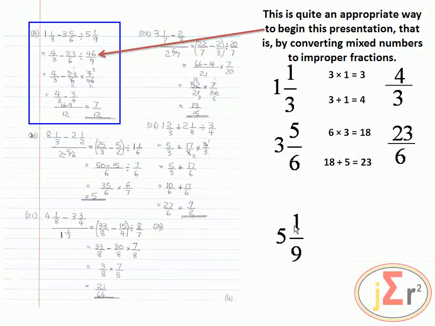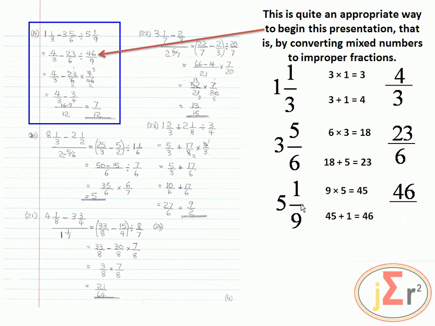The denominator is the same. I am sure that we have at least another one. 9 fives, 45. 45 plus 1 is 46. 46 over 9.